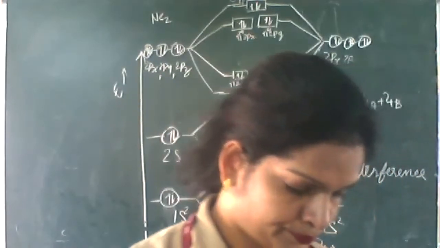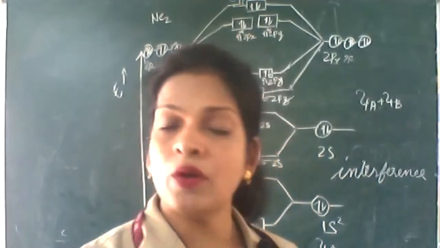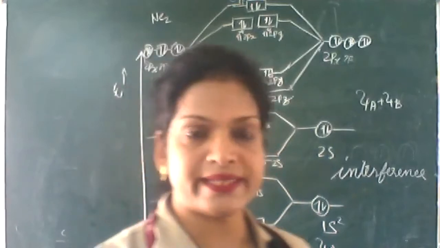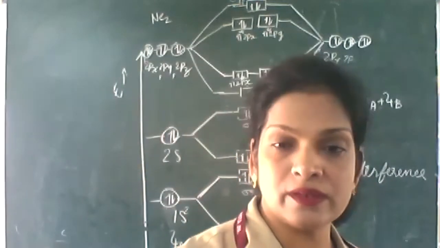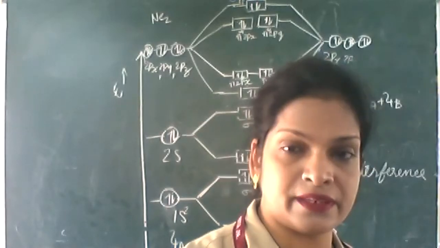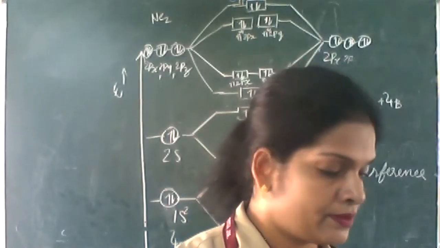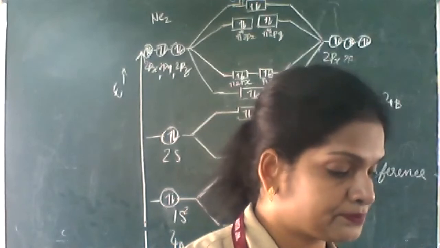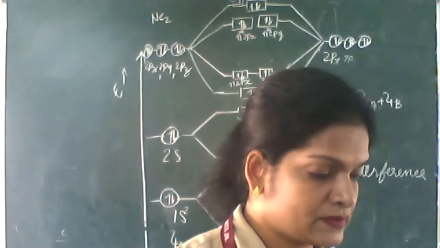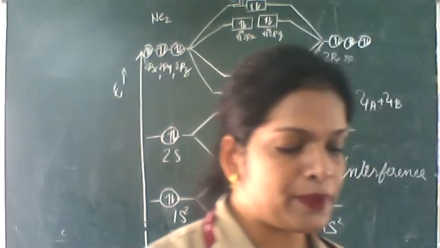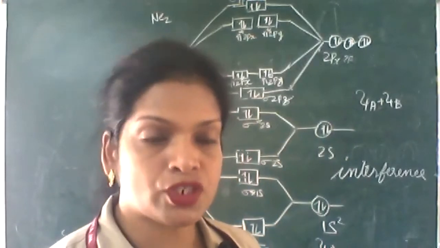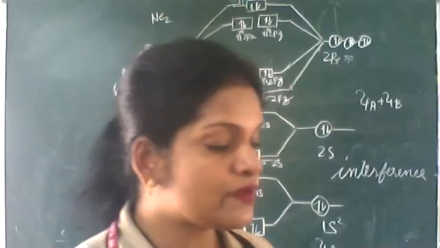Number 2. In BMO, bonding molecular orbital, electron density is located between the nuclei, by which repulsion between the nuclei is very less.